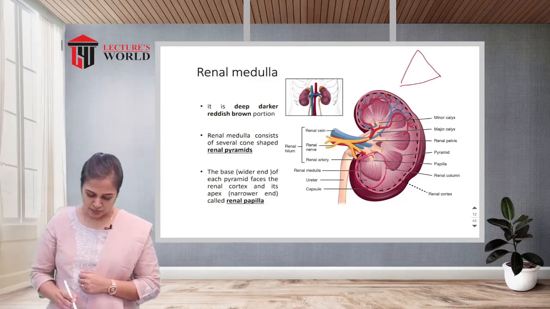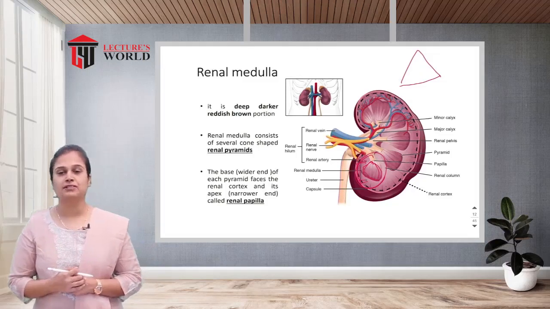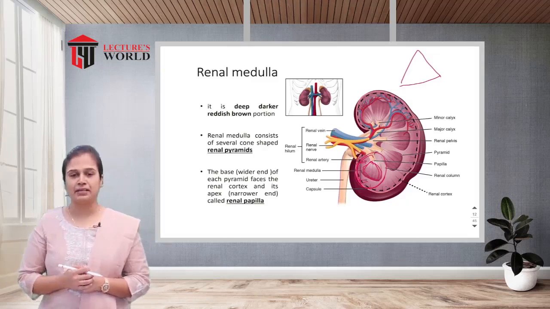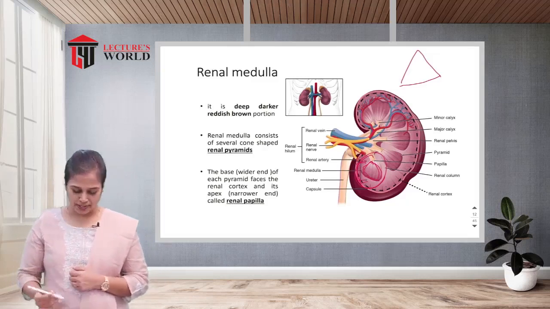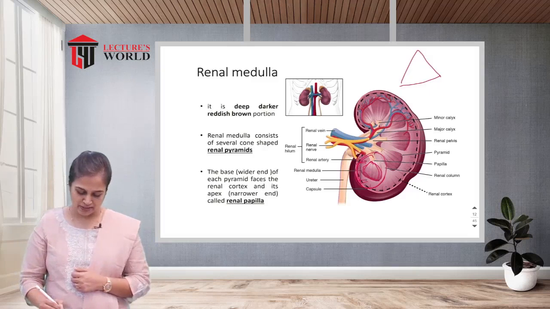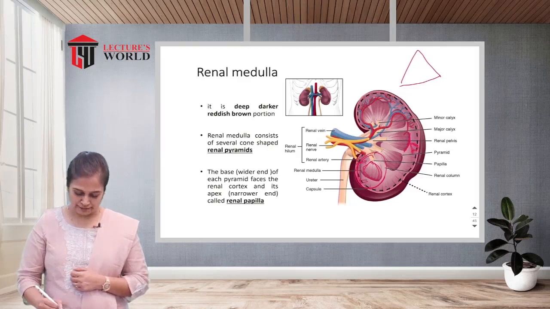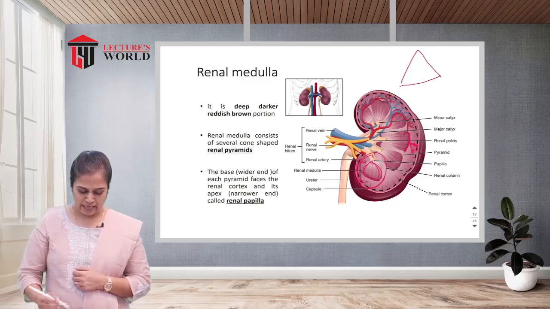You can see in the image, this is the renal medulla, and it has renal pyramids. They are cone shaped, and the base of each pyramid faces the renal cortex. This is the base of the renal pyramid, and it faces the cortex. This portion is the cortex. It is the wider part and is called the base.